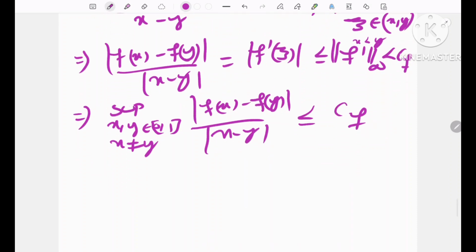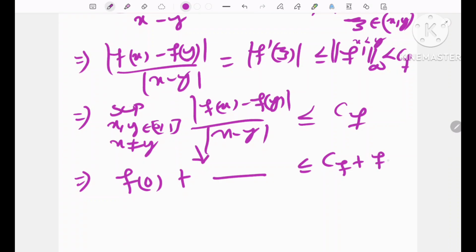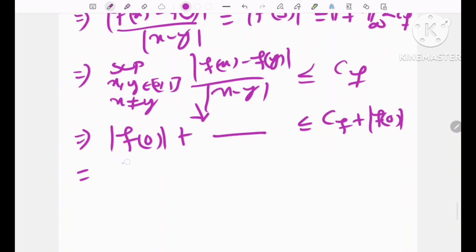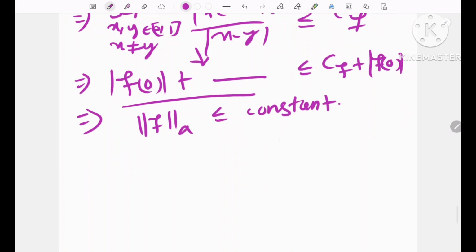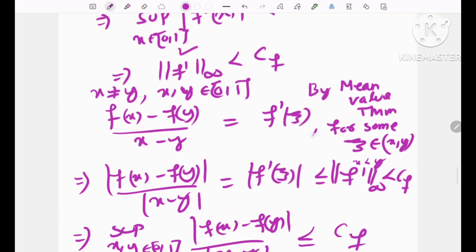This implies that the modulus of f of 0 plus this quantity is less than or equal to Cf plus the modulus of f of 0. We are adding the modulus of f of 0 on both sides, and this quantity is nothing but the alpha norm of f. The alpha norm of f is less than or equal to some constant. This implies f belongs to C alpha [0,1]. We have proved this thing.